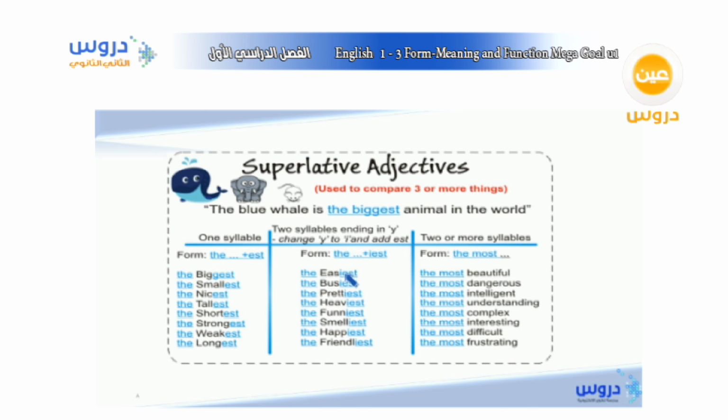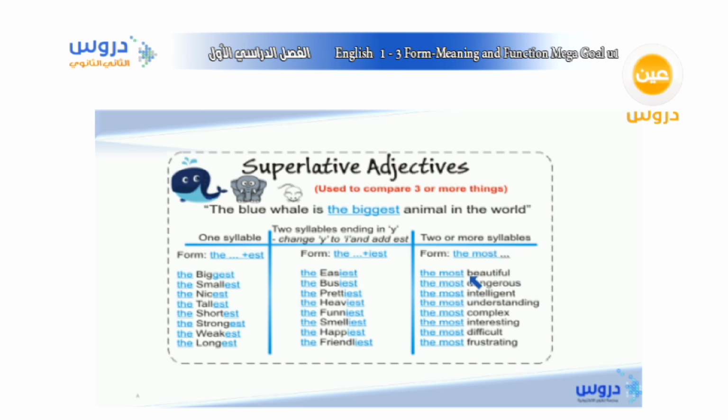Forms with the and iest: the easiest. Why did we add iest here? Yes, because originally it ended with Y. Easy, easiest. Busy, busiest. We drop Y and add I instead of Y. The easiest, the busiest, the prettiest, the heaviest, the funniest, the happiest, the friendliest.